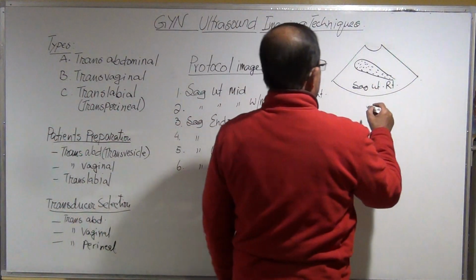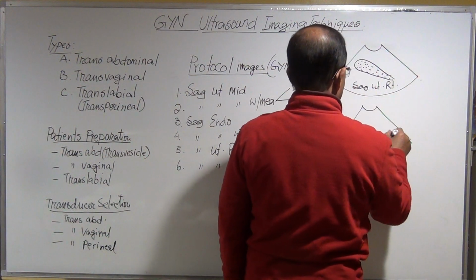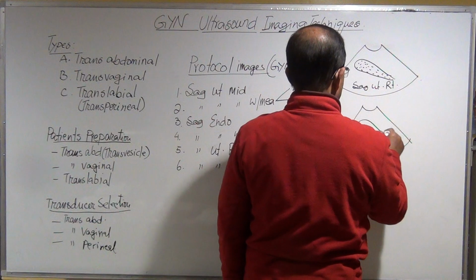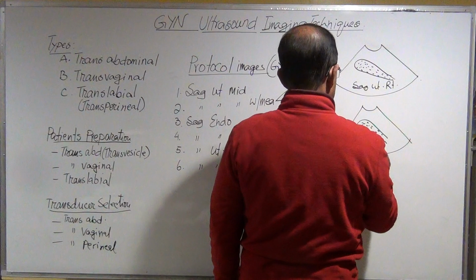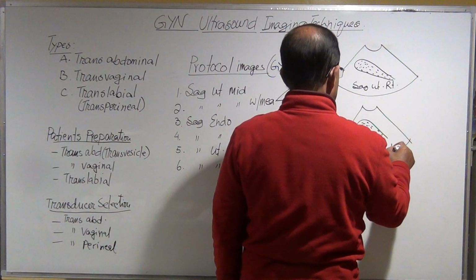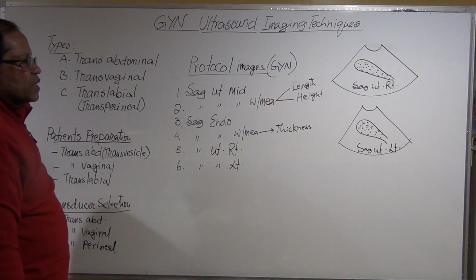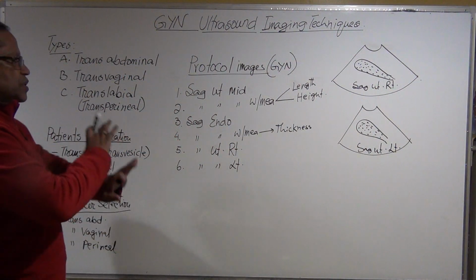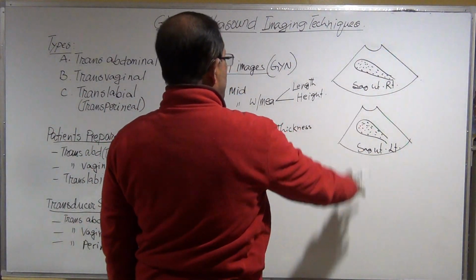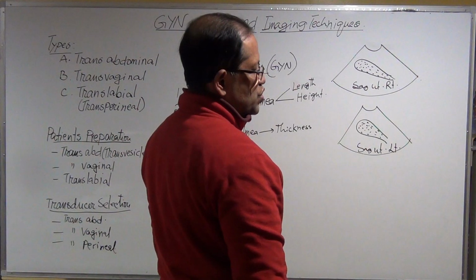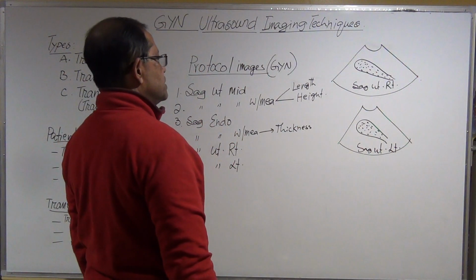And the same picture, it looks the same. Says uterus left. Okay, so you learned it. And the importance of this image is to see any abnormalities in the cornual region.